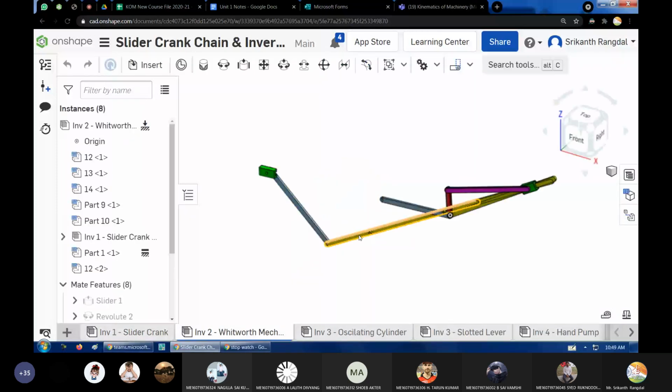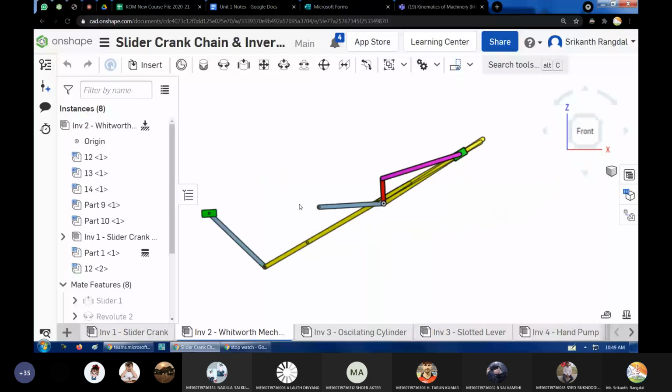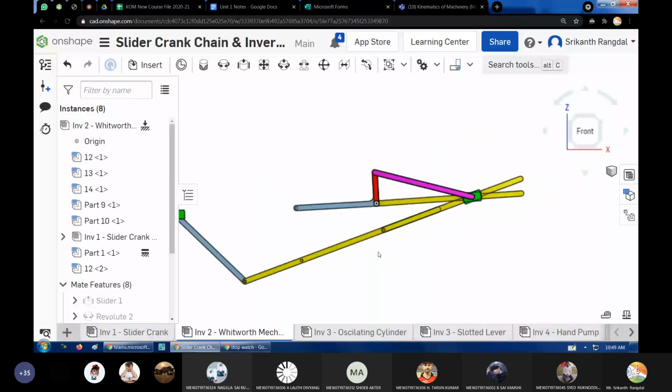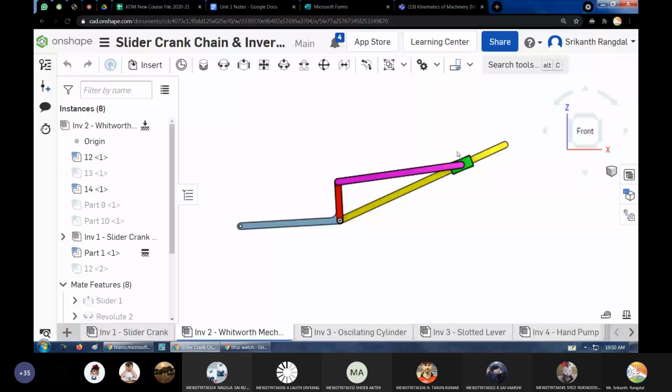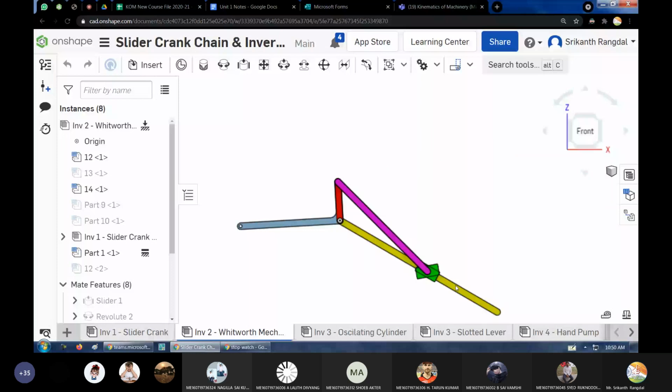Let us see the next one. It's slightly more complicated. Actually, I didn't end up finishing it, I think. So let me hide all this. Let me hide this as well. Let me hide this one too.